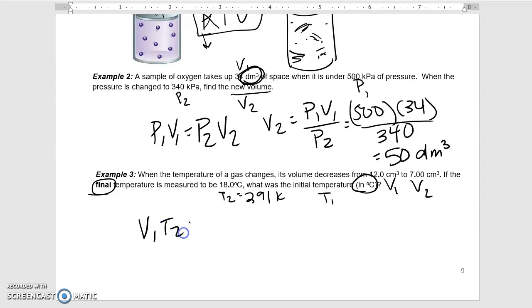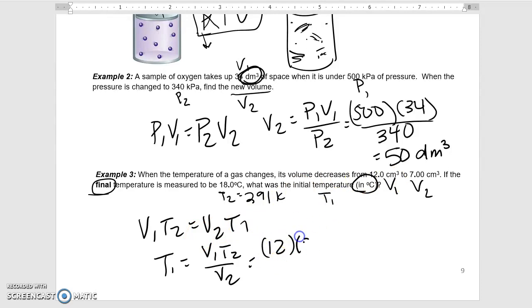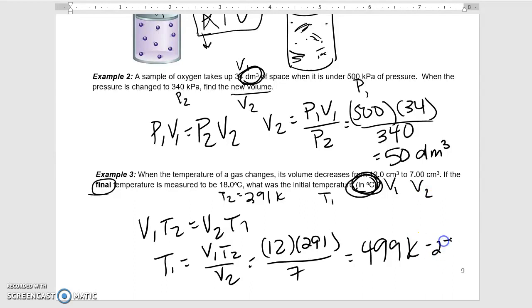So V1 T2 is V2 T1. I'm solving for T1 here. So I've got V1 T2 over V2, and starting to plug in, V1 is 12, T2 is 291, V2 is 7. Multiply 12 times 291, divide by 7, and you're looking at 499 Kelvin. I did ask you to go back to degrees Celsius, so you just subtract 273. So 499 minus 273 is about 226 degrees Celsius. And that would be your final answer. Just one extra step there, but not too bad.